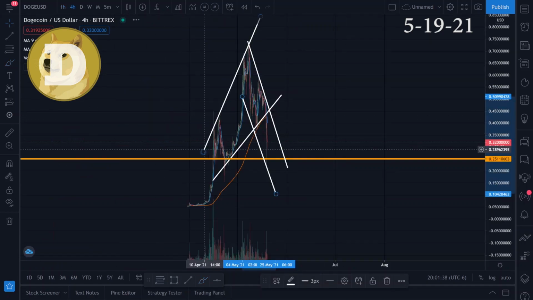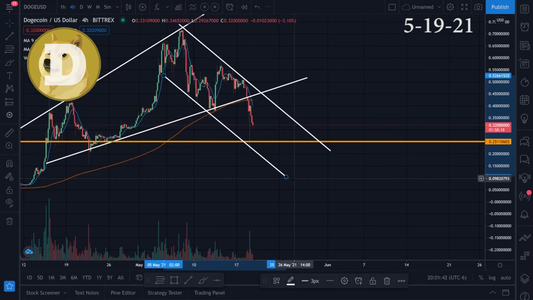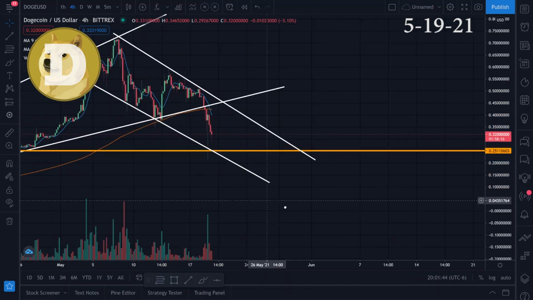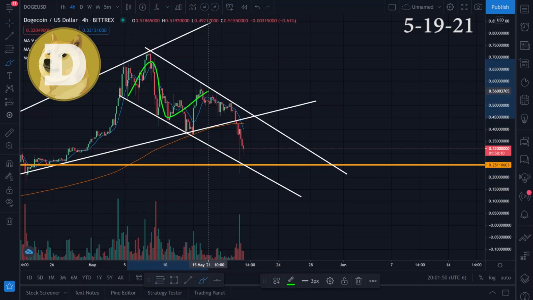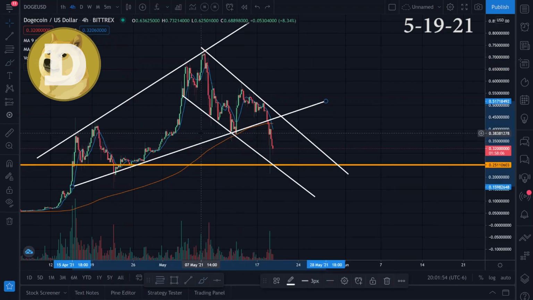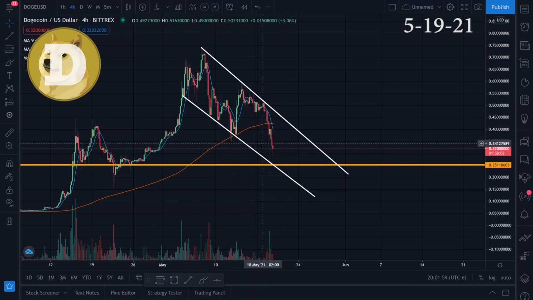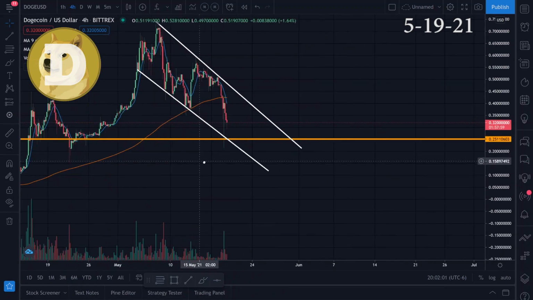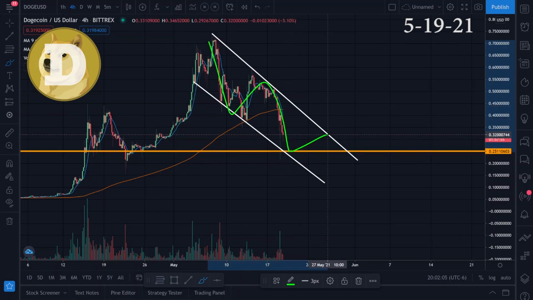Let's go to the 4-hour time frame. Maybe you could see it a little better, something like this. And yeah, this is what I'm looking at right now, maybe something like this falling channel. We could pretty much delete these old trend lines because it broke that trend line, and this upward trend is pretty much broken too.